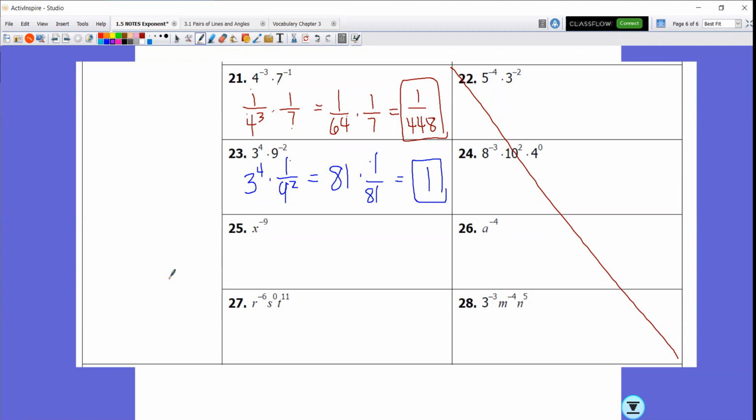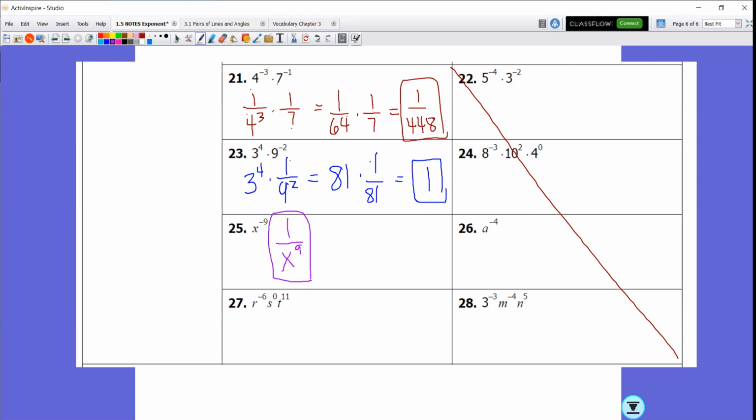Don't be scared. We just do exactly the same thing. We're going to write one over my base and then write it with a positive exponent. Somebody wants to say something? What you got? Don't be scared. 1 over x to the positive 9. That's it.